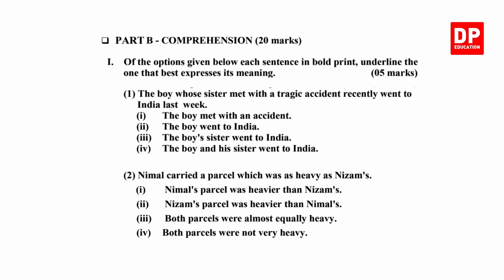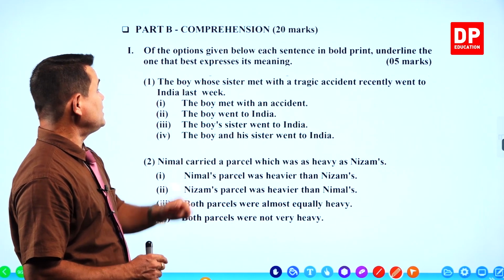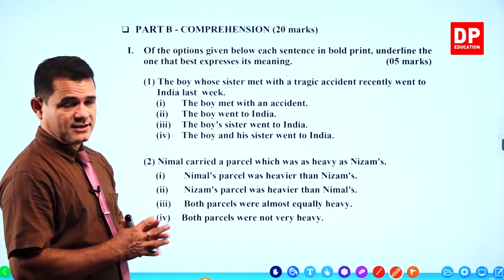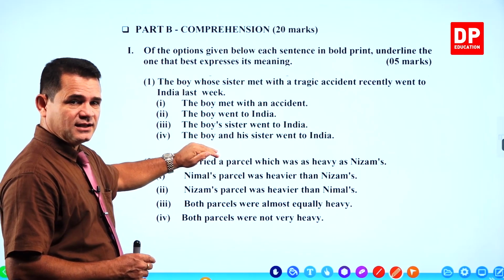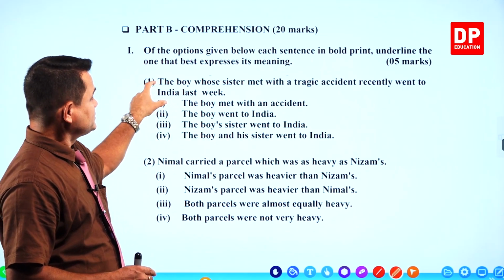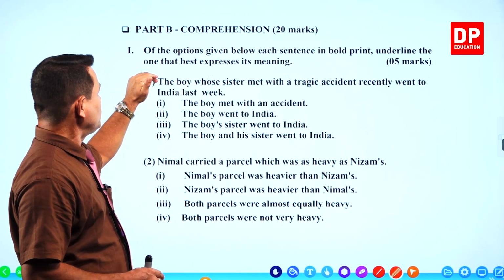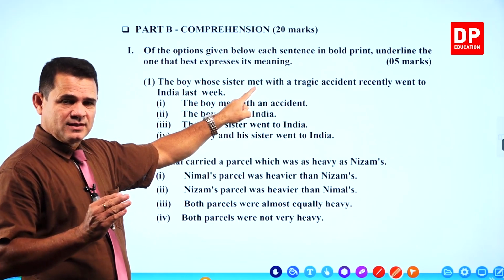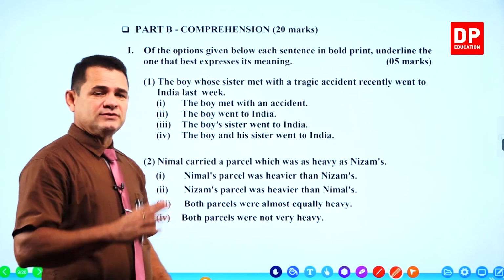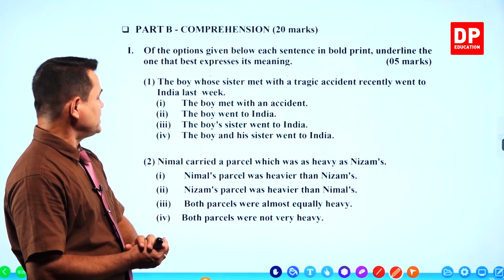Of the options given below, for each sentence in bold print, underline the one that best expresses its meaning. So there are 4 options given. Options හතරක් දීලා තියෙනවා ඒකේ. So the first sentence right here, underline the one that expresses its meaning. මෙන්න මේ පළවෙනි වාක්‍යයෙන් කියවෙන තේරුම වඩාත් පැහැදිලිවම ප්‍රකාශ වෙන වාක්‍ය මේ හතරෙන් තෝරන්න තියෙනවා. So let's look at the first one and see.